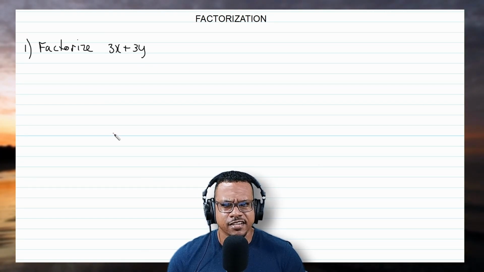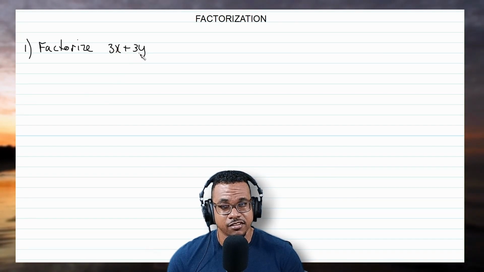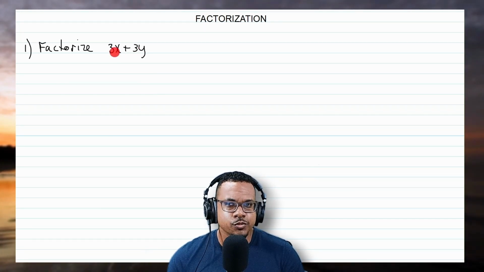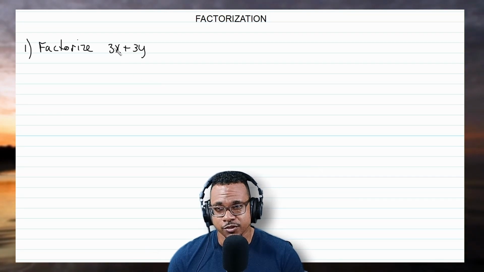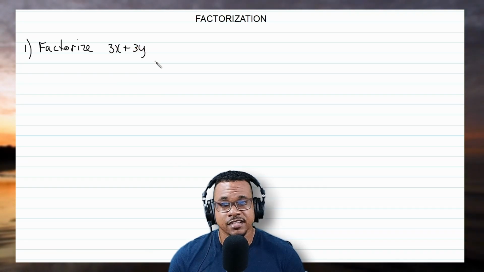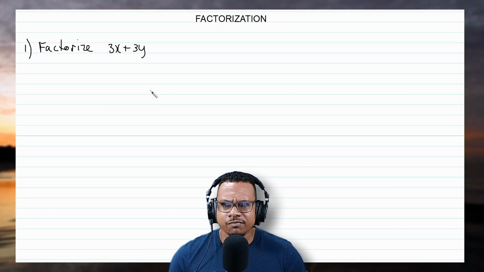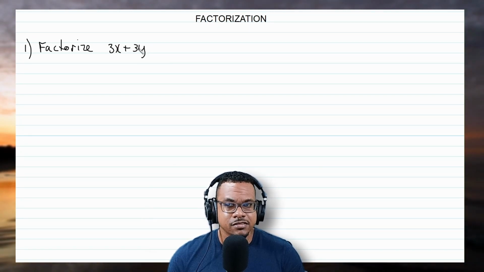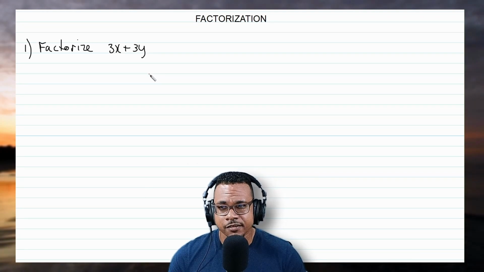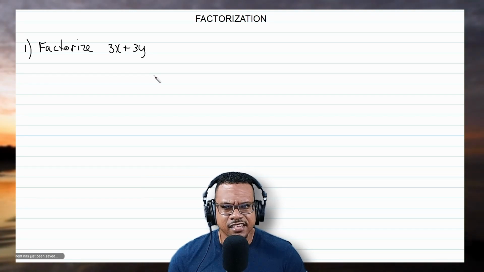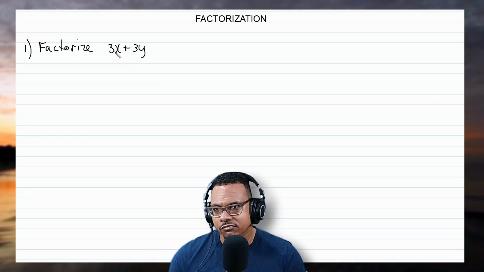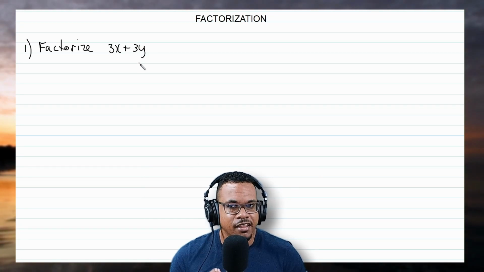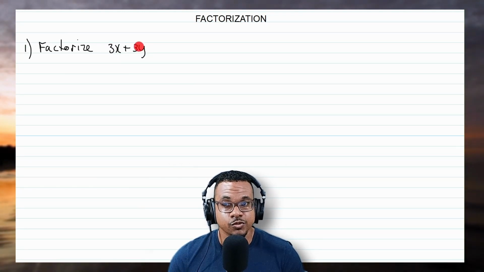So here I have to factorize this expression 3x plus 3y. Now here I have two terms, and terms are separated by plus or minus signs. Okay, so the 3x is one term and the 3y is another term. So the main thing here is to look at your terms, no matter how many terms you have, and see what is the highest thing that can go into all your terms. Now in this question, it's obvious that 3 could go into 3x and 3 could go into 3y, and 3 is the highest thing that can go into the two terms.